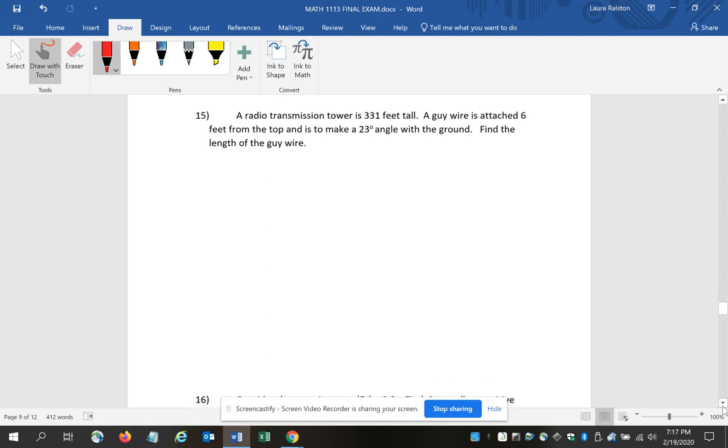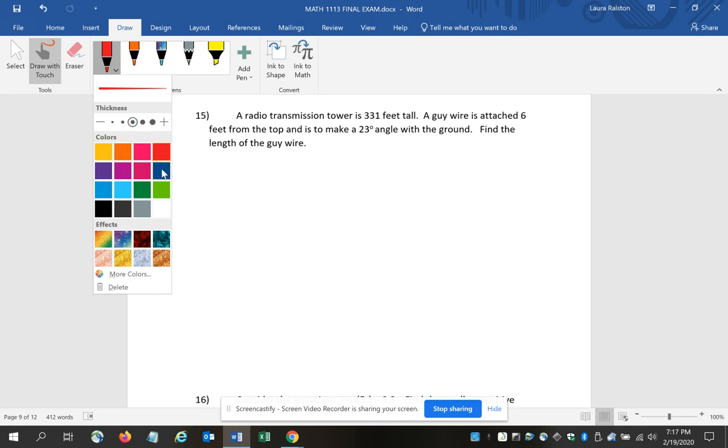All right, 15 is an application problem. It says a radio transmission tower is 331 feet tall. A guy wire is attached 6 feet from the top and is to make a 23-degree angle with the ground. And you're asked to find the length of the guy wire. Now, it may not be as obvious, but really what you're being asked to do here is use a right triangle. It doesn't explicitly say that.